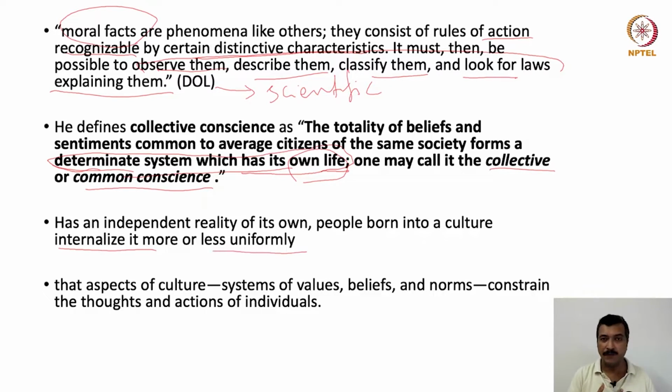If you remember our discussion about social fact, whether it's about religion, or how to get married, or how to conduct the death ceremony of a dead person, or how to celebrate, how to express anger, how to express joy, or a host of other systems of practices and beliefs, they are already there in a society. A person is born into that, and gradually understands this through the process of socialization. That aspect of culture, the system of values, beliefs, and norms, constrains the thoughts and actions of individuals. We have discussed it sufficiently in the previous class.